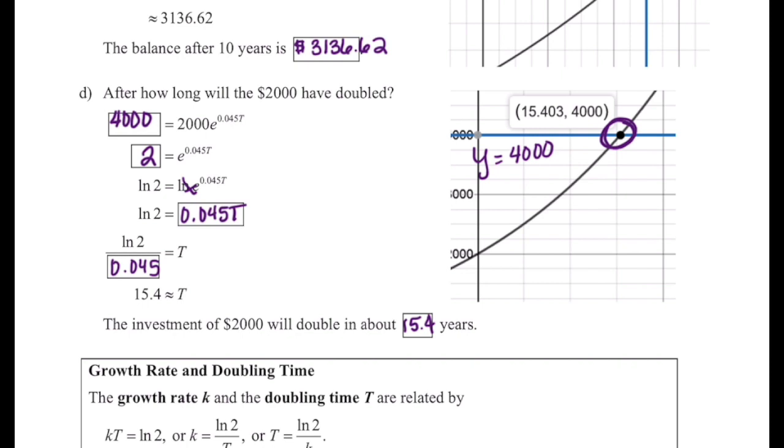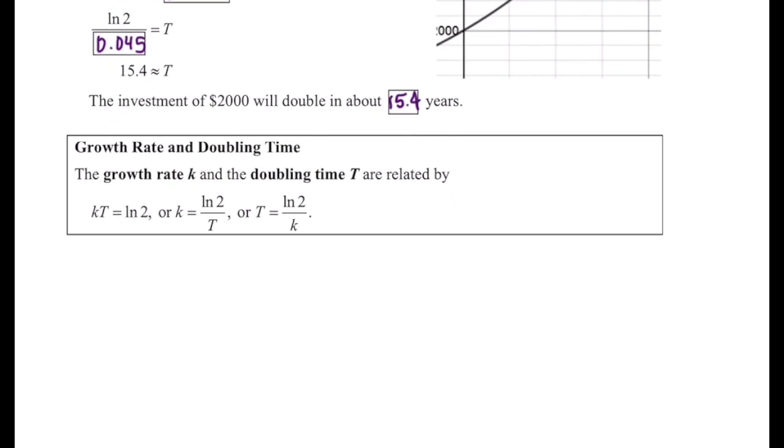What we just found is known as the growth rate and doubling time, the time at which it takes something to double how much we have. So k times t, the doubling time, equals the natural log of 2, where k is our growth rate and t is the doubling time. We have these three equivalent formulas. Or the growth rate is equal to the natural log of 2 divided by the doubling time, or the doubling time is equal to the natural log of 2 divided by k. As long as you know one of these formulas, it is very easy to get all of the rest of them.